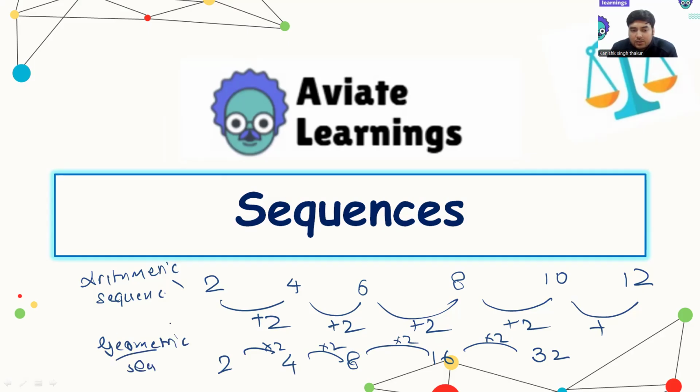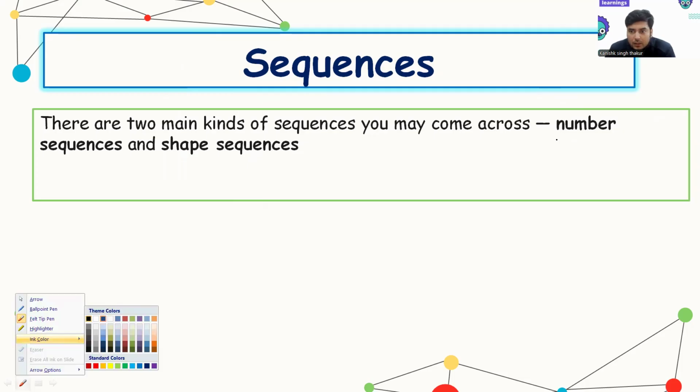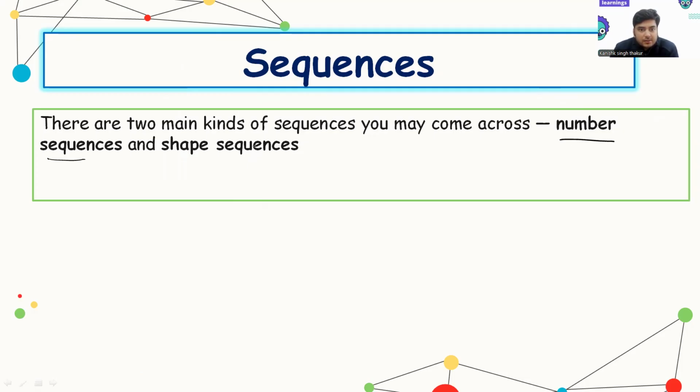This geometric sequence is beyond your scope of studying. We'll only be understanding arithmetic sequences and sequences of shapes. With shapes, they arrange some shapes instead of numbers, and you have to see what pattern the shape is following. So there are two main kinds of sequences you may come across: first, number sequences, and second, shape sequences.